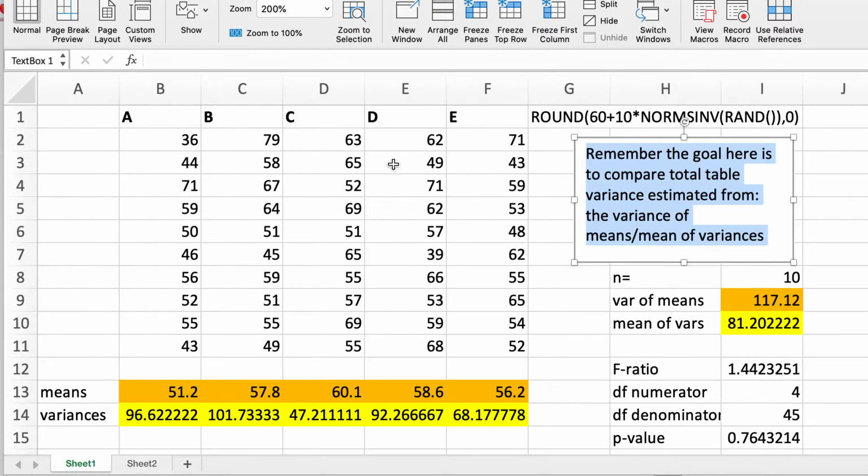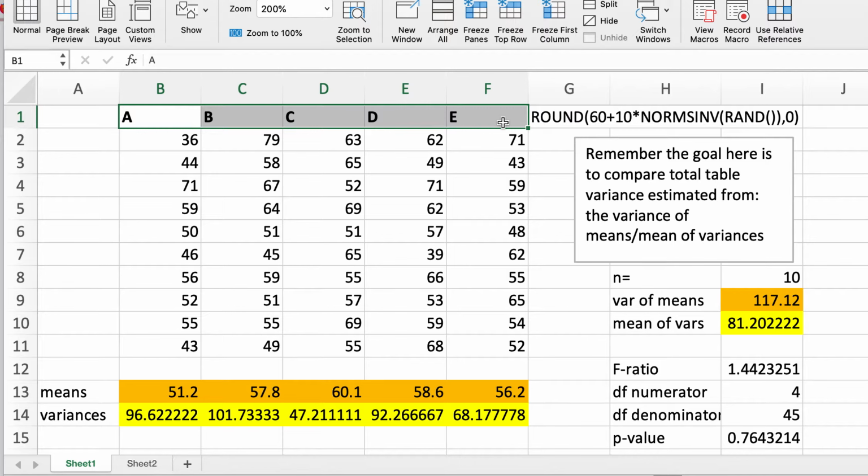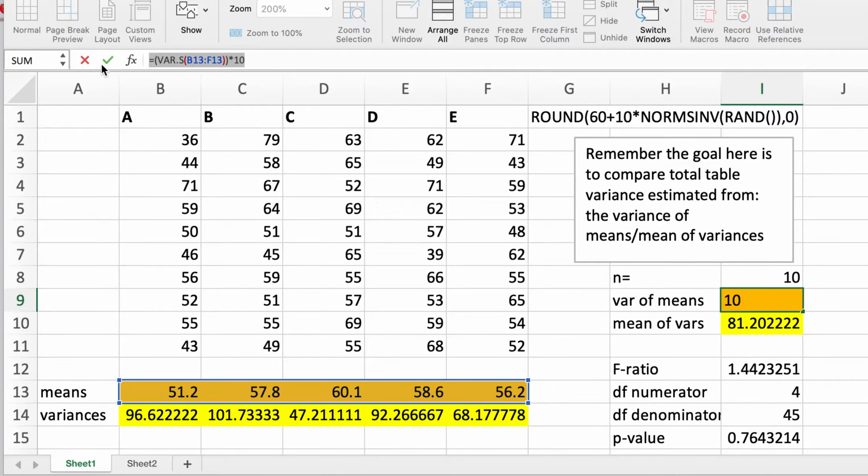So we make these estimates based on the assumption that the null is true, that all 5 of these groups were taken from the same parent. If that's true, then the 2 different estimates that we make will have about the same value. The first estimate is from the variance of means, and I put that formula here at the top of the screen. That is var.s, variance estimated from a sample, which uses n minus 1 in the denominator, and it is the measure of the variance of means, these 5 means.